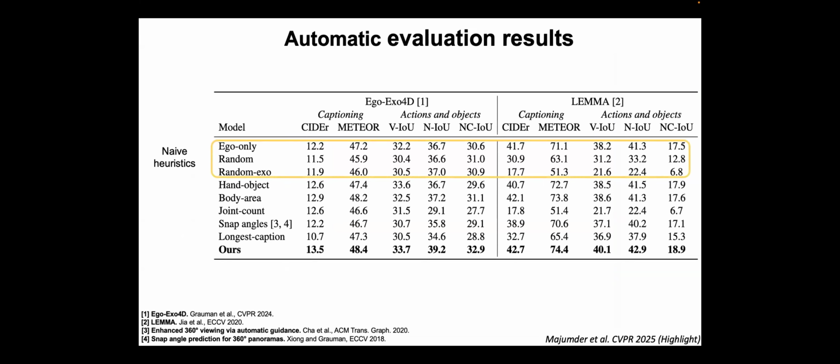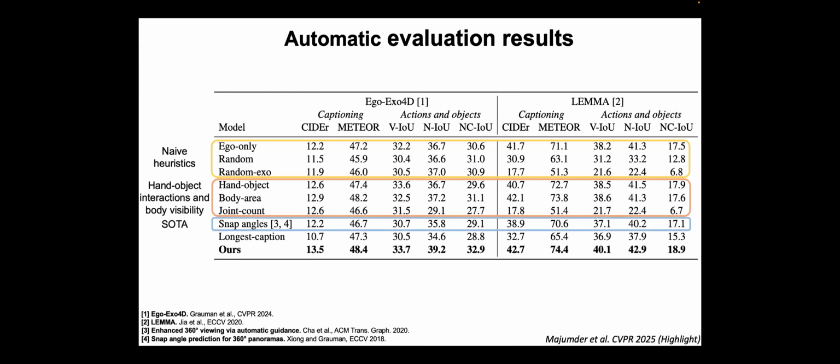The first set of baselines are naive heuristics like predict ego or exo at all times, or randomly pick a view. Our next set of baselines tries to pick a view that maximizes the visibility of interactions between the demonstrator's hands and objects or maximizes the visibility of the body. The next baseline is a state-of-the-art view selection model. And the final baseline is an alternative but naive way of using language.